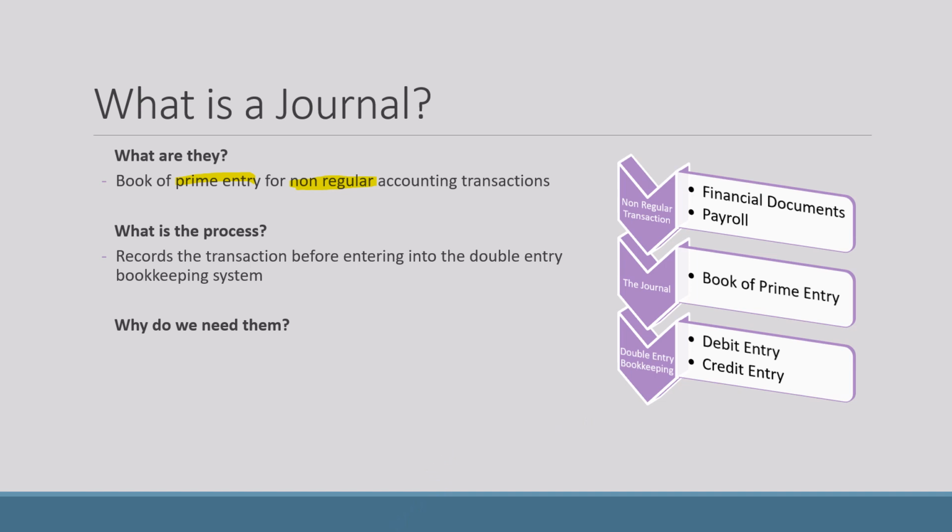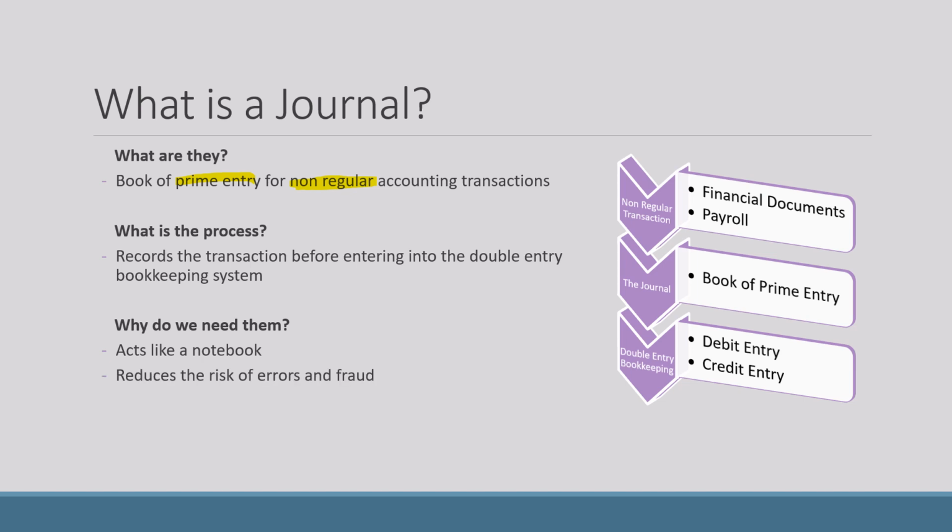So why do we need them then? Well, it kind of acts a little bit like a notebook. So the journal book of prime entry acts like a notebook. It makes a note of things that you might forget about, or you might not remember in a few months' time why you've put a transaction through. So it's a little bit like a notebook.